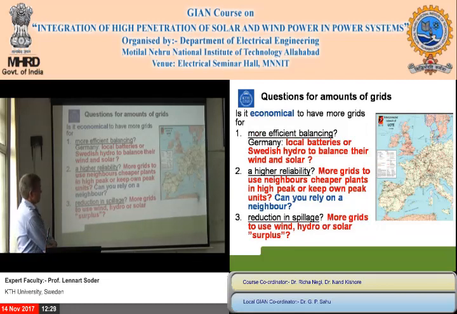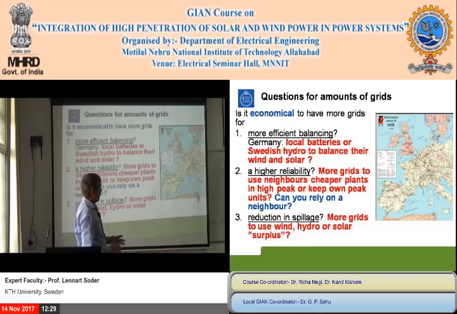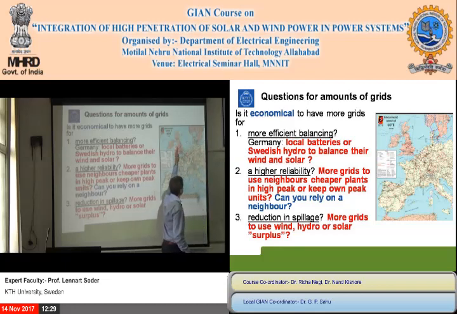There is one discussion, and I'm sure it is certainly discussed in India also. The question is, should we have more grids? There is a very big difference between wind and solar here. Let's say we have Europe. Here the sun is coming up in the morning, and the sunrise goes over Europe like this.